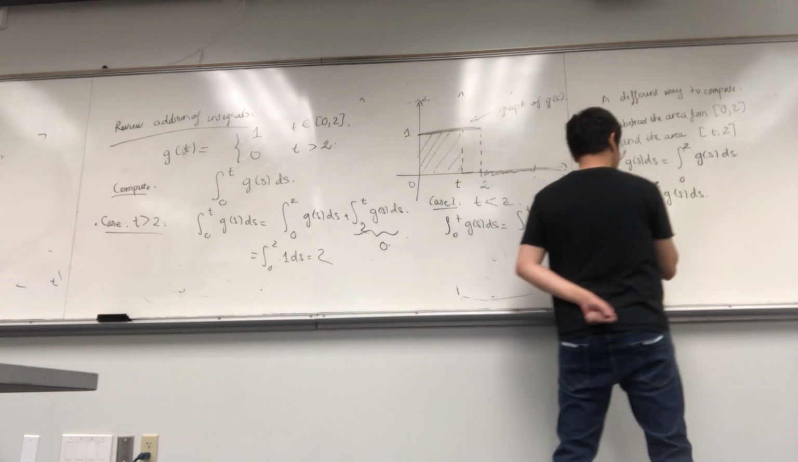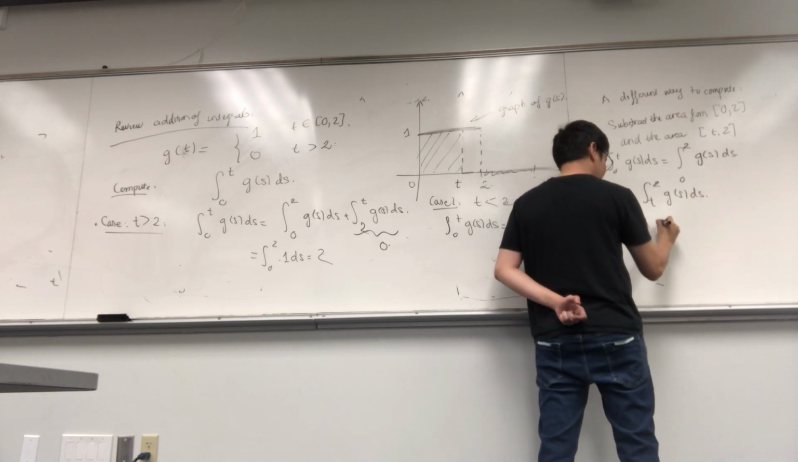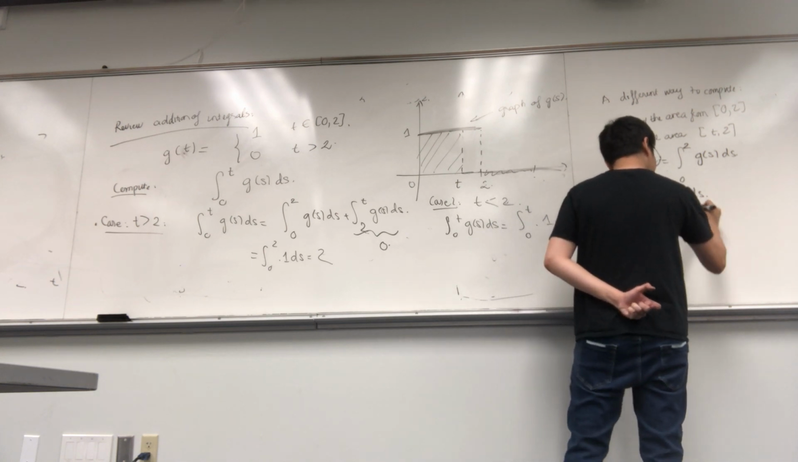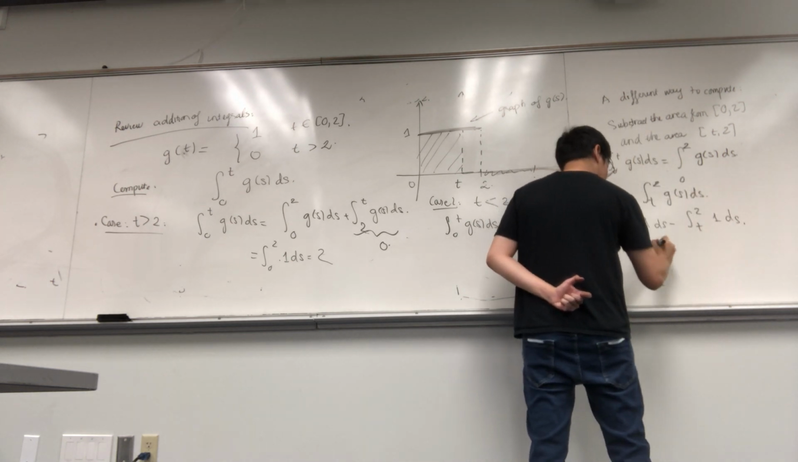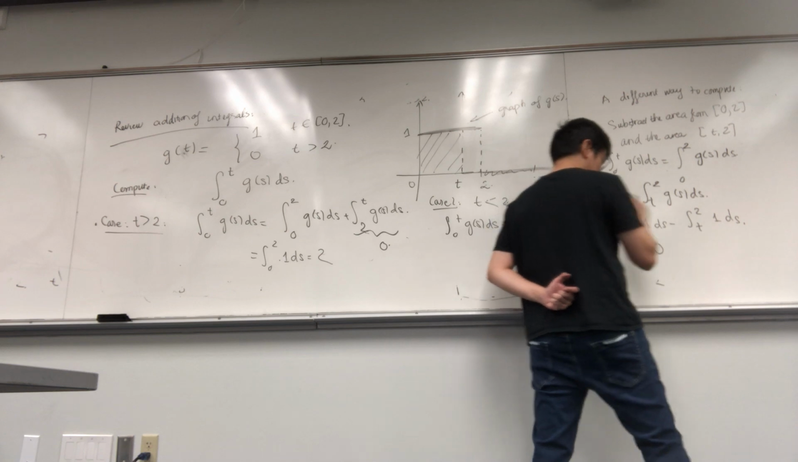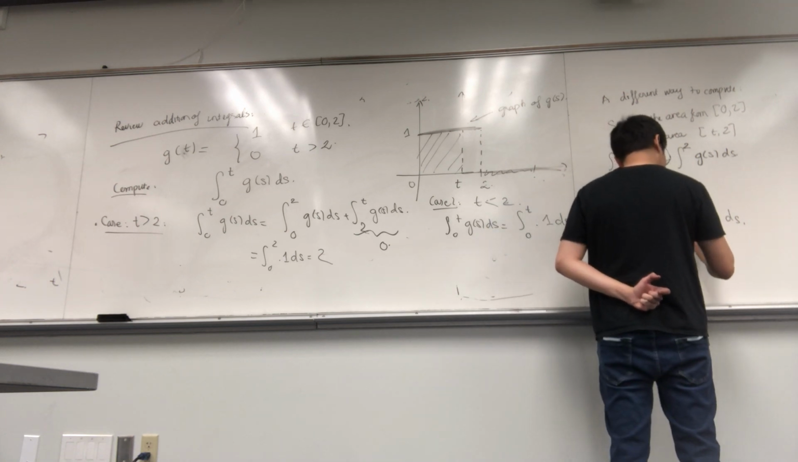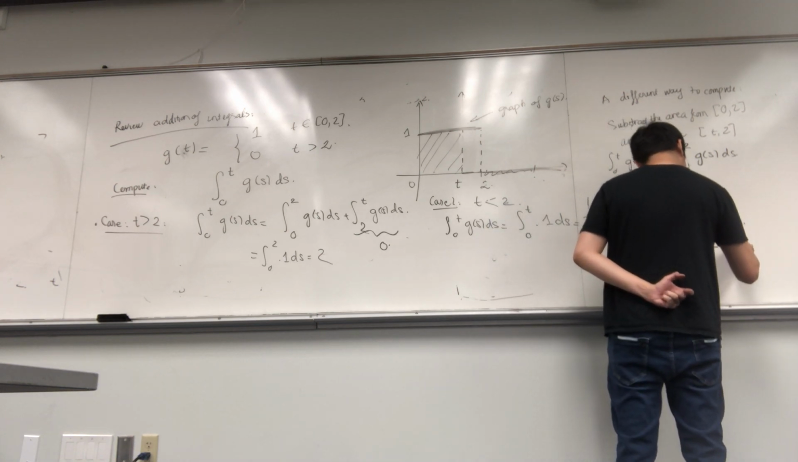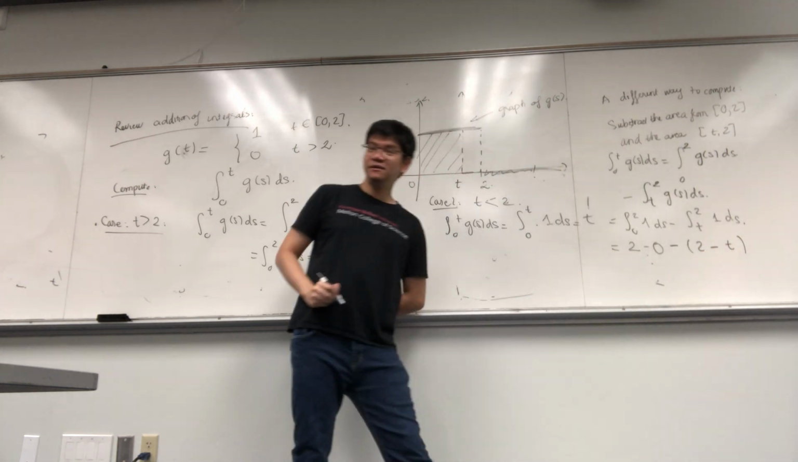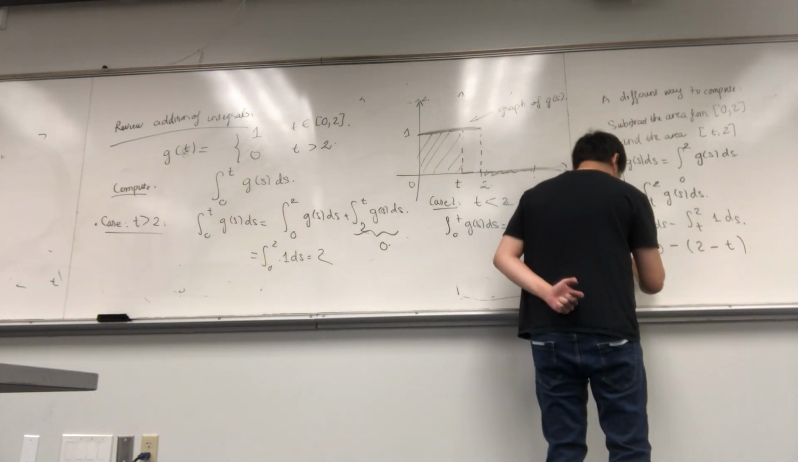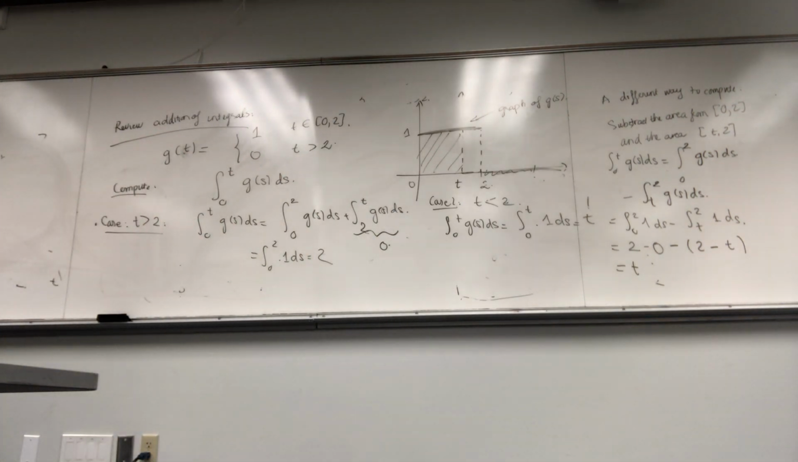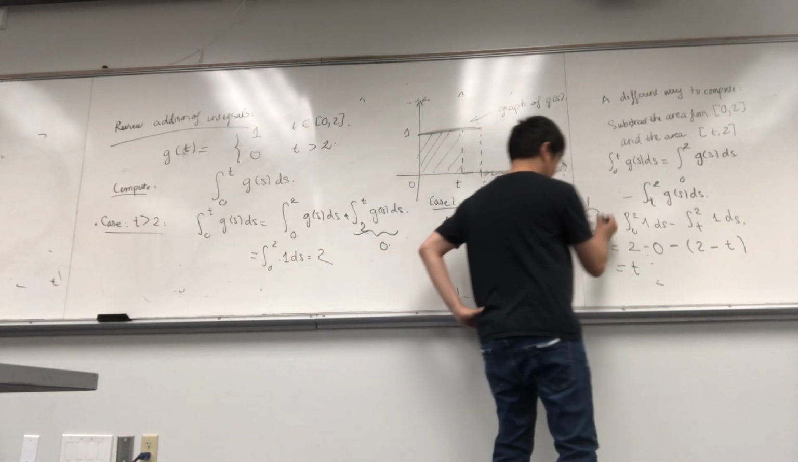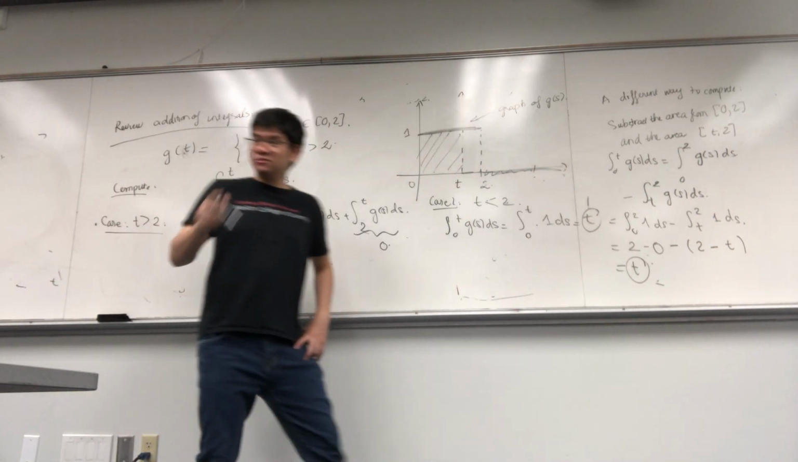Now, this is the integral from 0 to 2 of 1 ds minus the integral from t to 2 of 1 ds. So the first one gives me 2 minus 0. The second one gives me minus (2 minus t). All right? So this gives me t. So if you subtract, it gives you the same result, right? So this is t, and this is t. This is your question, right?